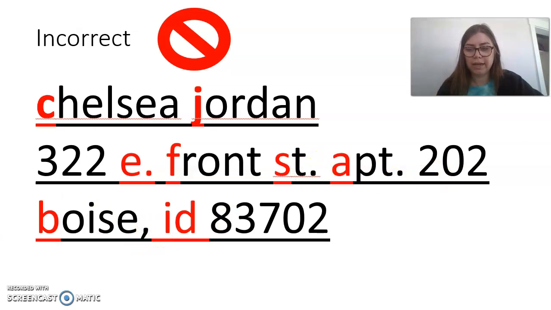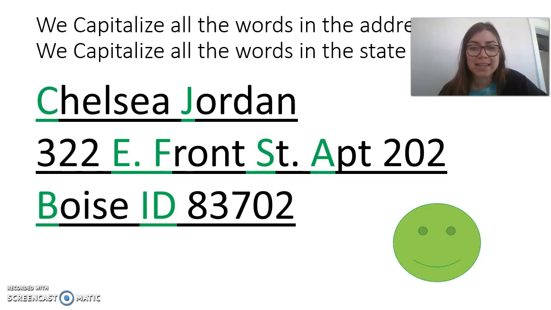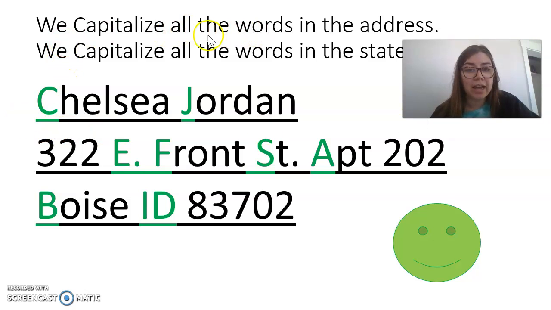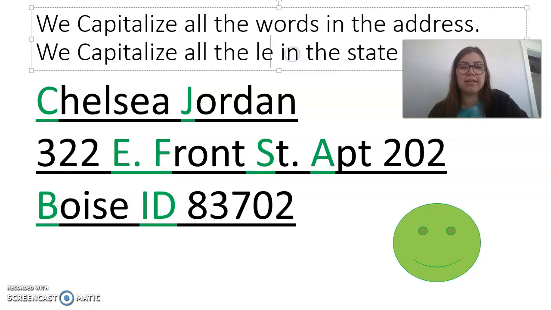But let's think. So street has a period, apartment has a period, there's a comma. What is wrong? Well, we have lowercase letters and capital letters, little letters and big letters. Capital letters are the big letters. So A, uppercase or capital A, lowercase a, capital B, lowercase b, capital C, lowercase c. You know uppercase and lowercase, or capital letters and lowercase letters, right? Well, when we write an address, it's very important to have capital letters. So we capitalize all the words in the address, and we capitalize all the letters in the state.